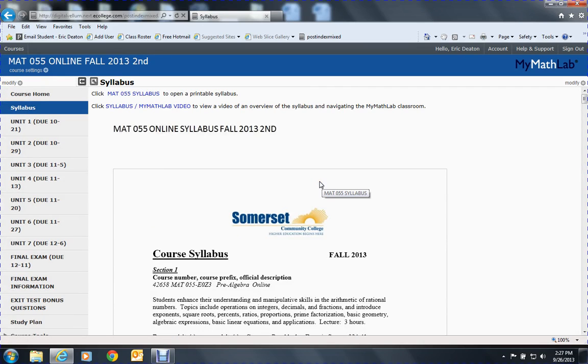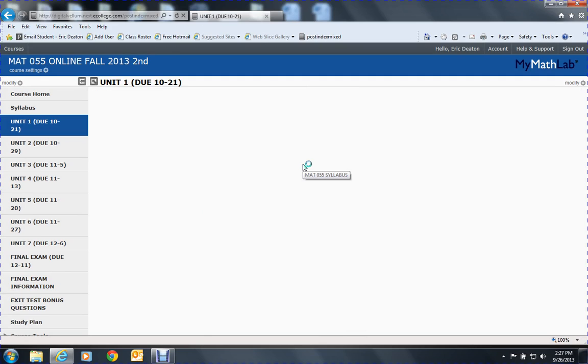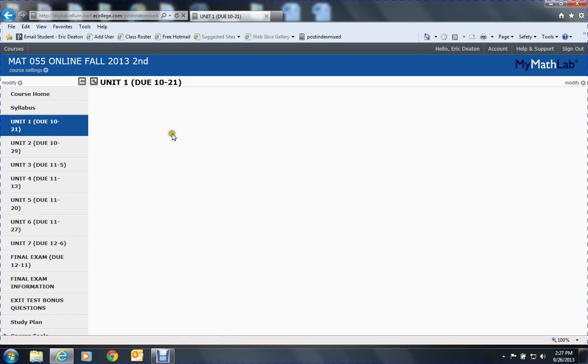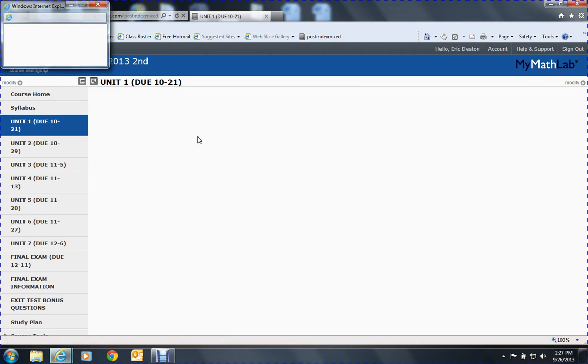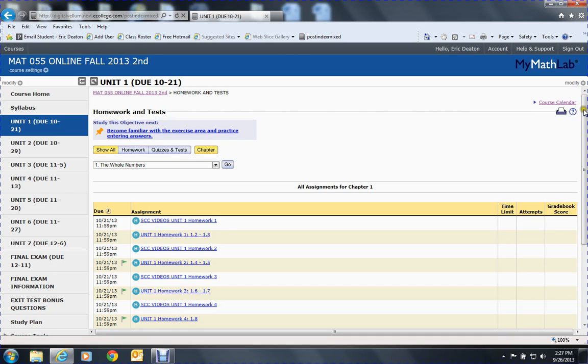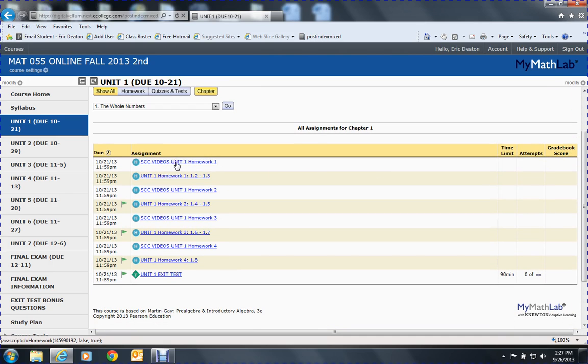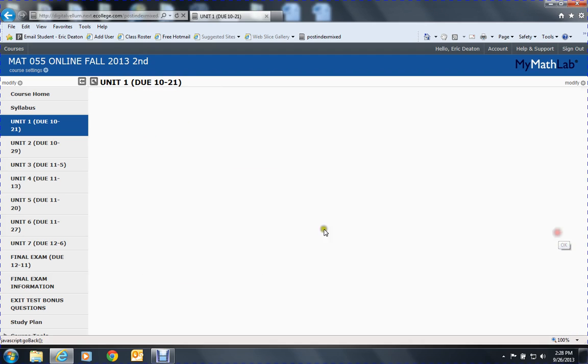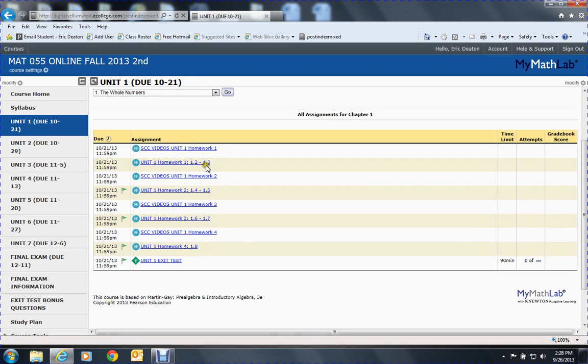Now, the way the course works, that's part of the syllabus I skipped. You see 7 units here, and you see the final exam. I click on Unit 1, and I'm going to click on this link right here because that's where the assignments can be found. And the way it works is, I do have videos. These are not required, but highly recommended. These videos are actual lectures that I will give in a typical class. So the videos for homework 1 are just sections 1.2 and 1.3. That's because homework 1 covers 1.2 and 1.3.